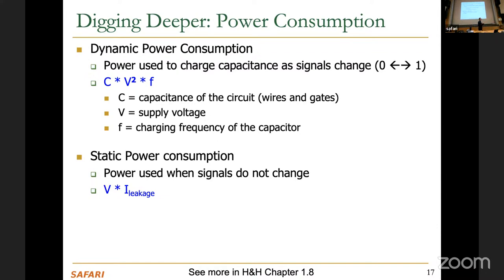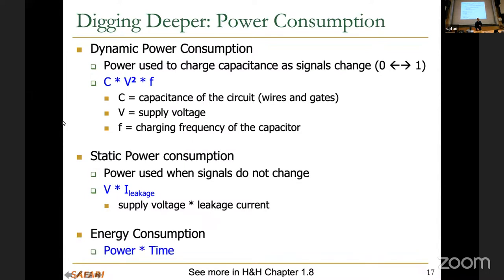Now you can see that every transistor in the system is leaking. Of course, different transistors may be leaking at different voltage and leakage current levels. But this is a very simple equation per transistor, let's say, or per circuit. Hopefully this is clear.